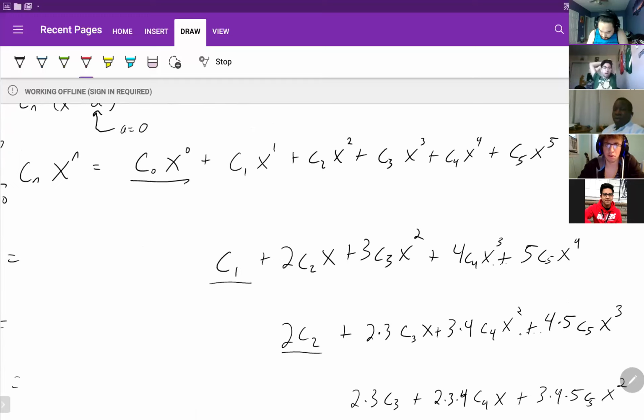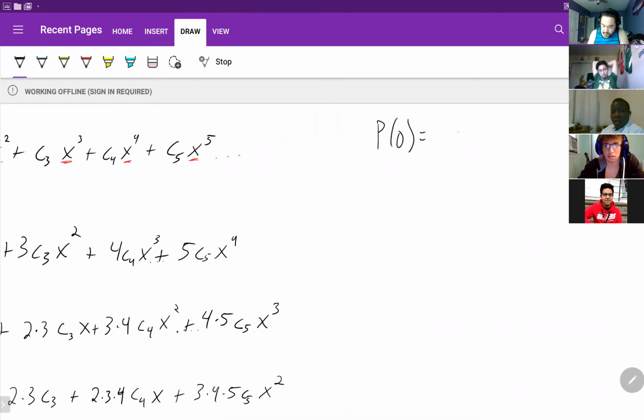Just silence here, I don't know why. If I plugged in 0 for all of these, all the way up until infinity, what would be left? Just the first one, the constant, C sub 0. Oh, I know what this is. So this becomes C sub 0.